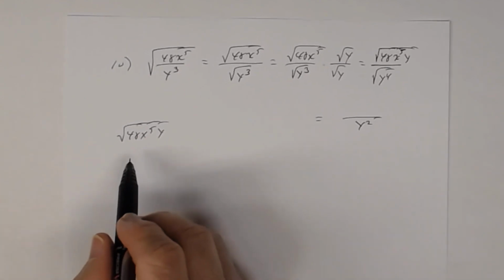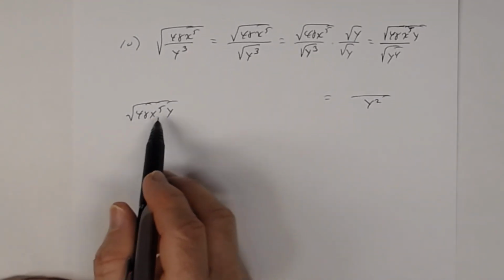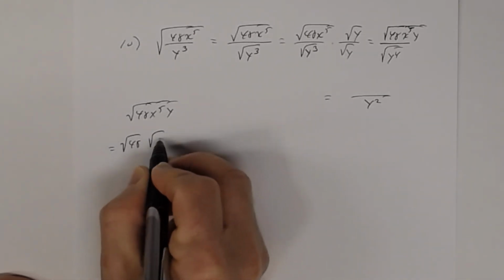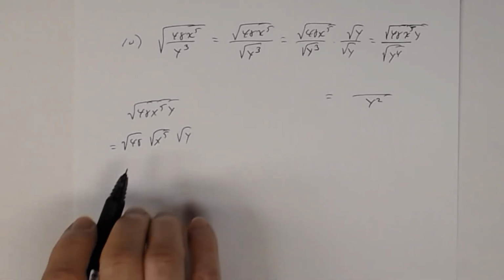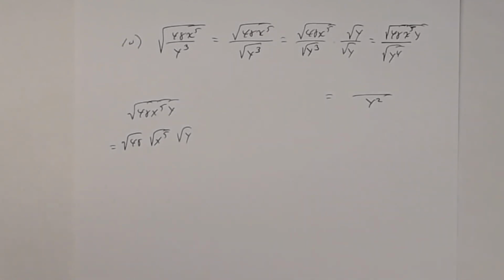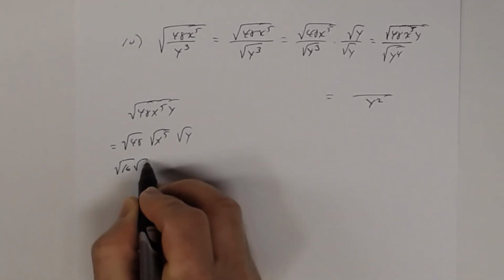Okay, so remember there were some lessons a while back in which you had to simplify something like this. So you said, well, that'd be the square root of 48 times the square root of x to the 5th times the square root of y, using the product property. And the largest perfect square that goes into 48 is 16. So 48 divided by 16 will give you 3, right? So I get the square root of 16 times the square root of 3.